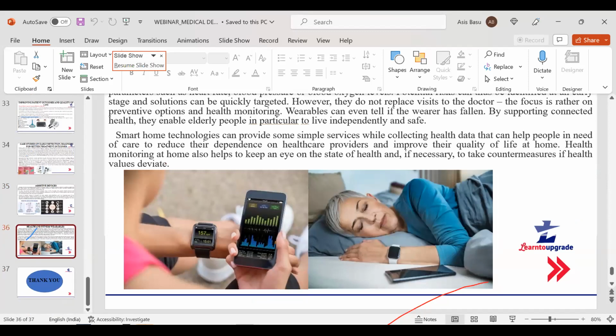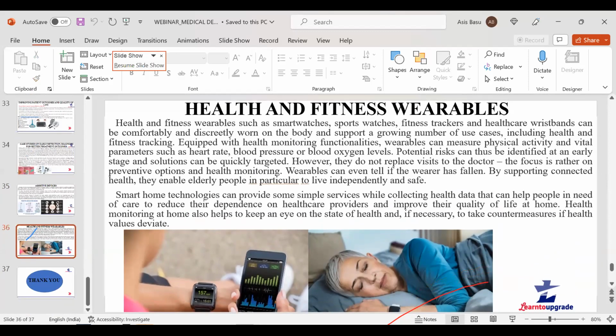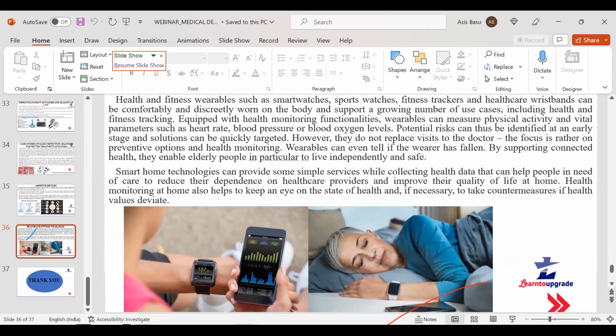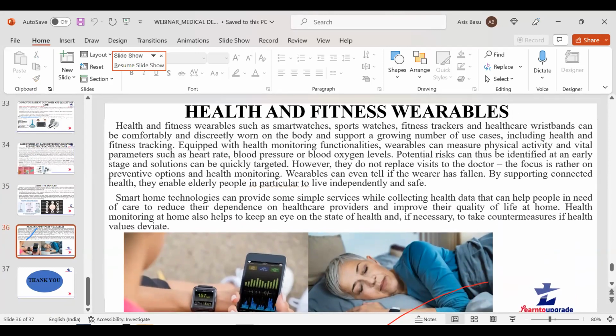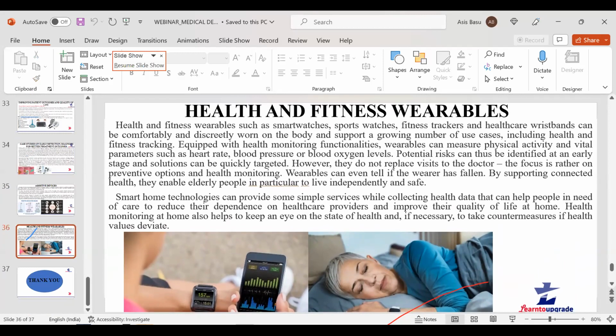And lastly, the fitness wearables, that is the smartwatches and the different monitors, blood pressure monitors, or pulse oximeters that we can go for. And these fitness wearables are particularly to help us improve the quality of life. Okay, so I think that's it.